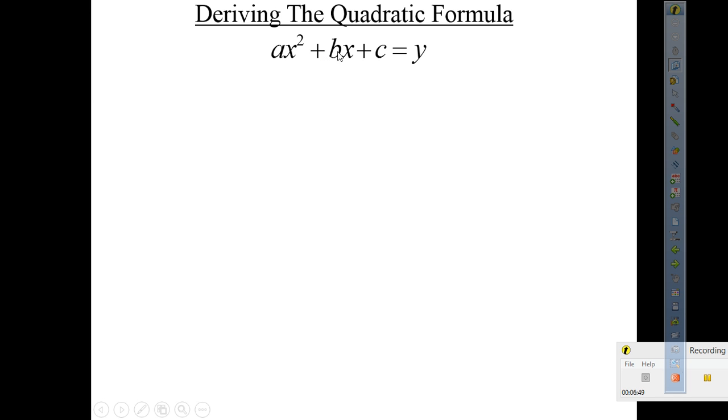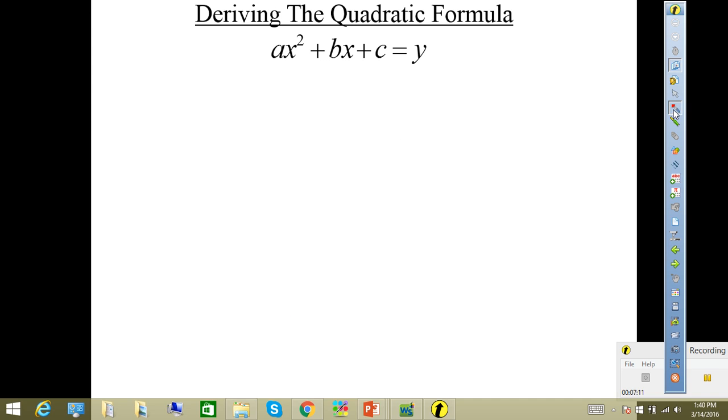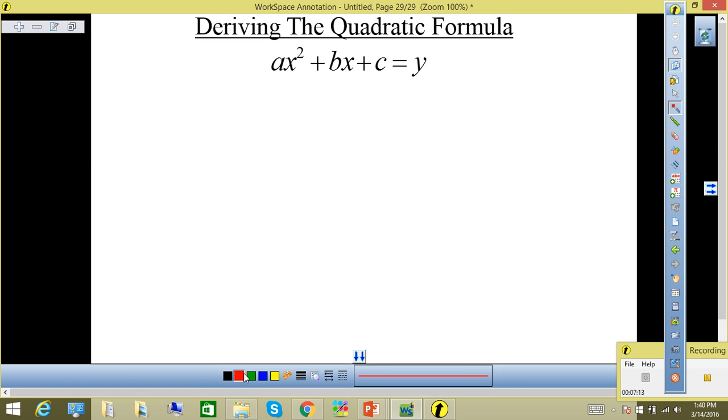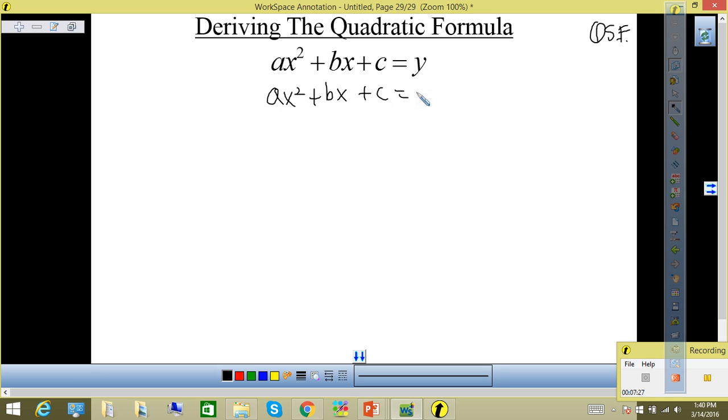All right, so with that said, on the far right-hand side, I want you to write step number 1, SF, which means what? Standard form. It's already standard form, but we need to change the y to 0. Ax squared plus bx plus c equal to 0. All right? Step number 2. Who remembers step number 2?